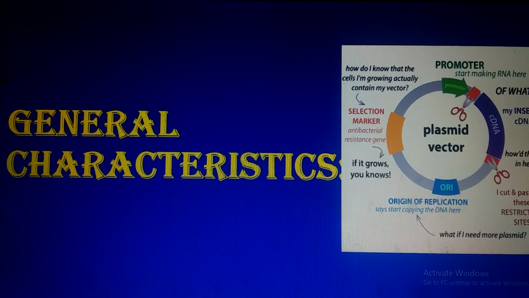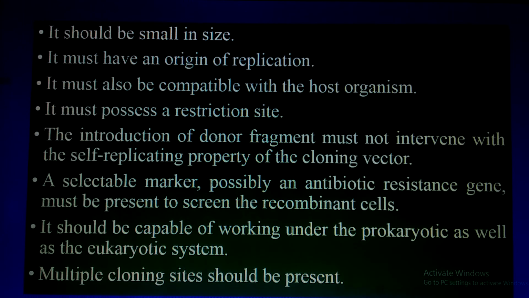Now the general characteristics. What are the characteristics, or you can say the structure, or the organization, of the cloning vector? Number one, the cloning vector should be small in size. It must have an origin of replication. It must also be compatible with the host organism.